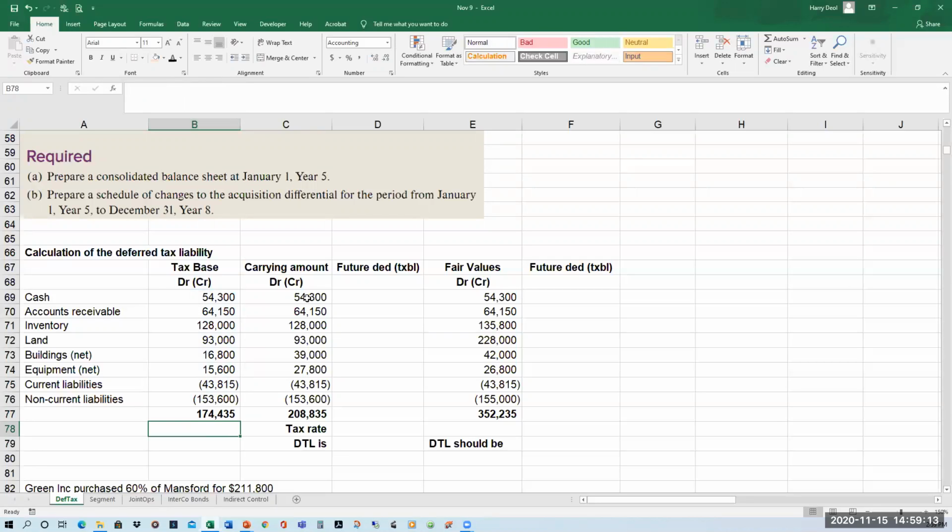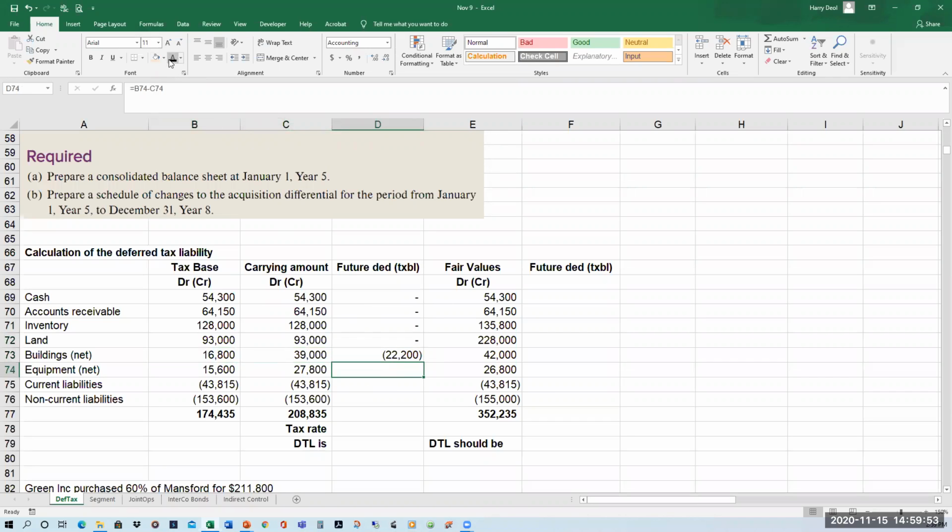174,435. As far as the carrying amounts are concerned, the total adds up to 208,835. Now you can calculate the differences. The differences are always calculated by subtracting the carrying amount from the tax base. So there's no difference for the cash or the accounts receivable or inventory or land. But for buildings, the tax basis is lower than the carrying amount. So that results in a future taxable difference of $22,200.